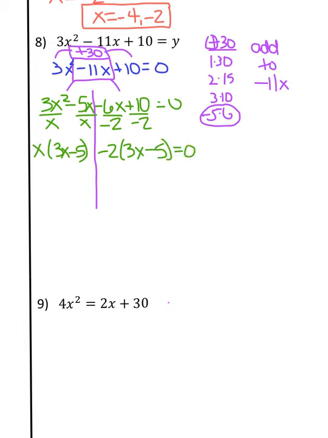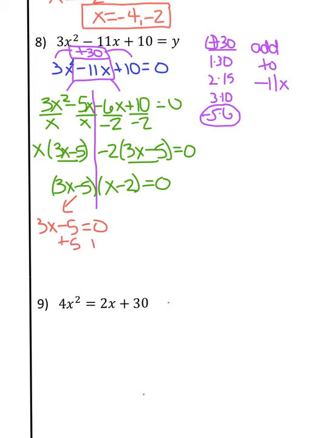Right, so now these two things in parentheses are the same. That's what we're looking for. So 3x minus 5 times x minus 2 equals 0. Right, so now that I've factored it, I can solve for x's. So 3x minus 5 equals 0. Add 5 to both sides. 3x equals 5. Divide by 3. X equals 5 over 3.